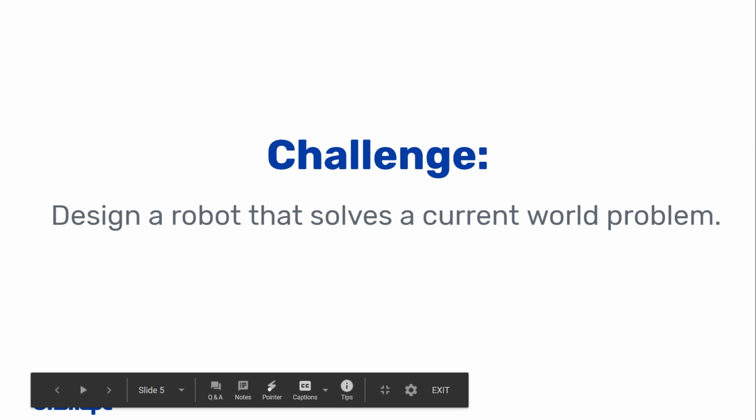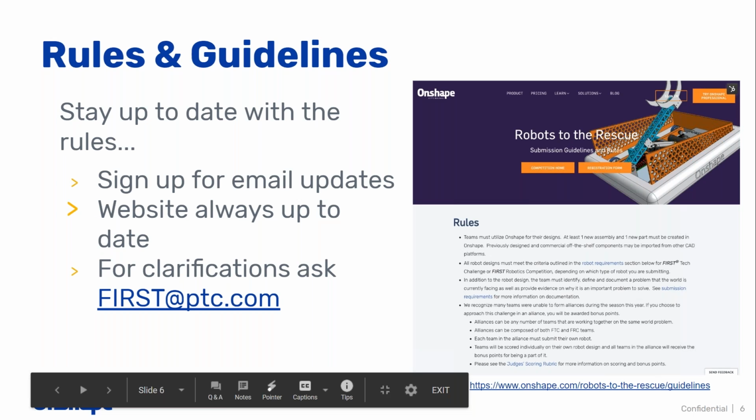That competition I mentioned is to design a robot that solves a current world problem. You can sign up for this on the Onshape website. We're definitely looking for any submissions that we can get, and you'll have the opportunity to win grants for your team. The rules and guidelines can be found on our website as well. If you have any questions or want any clarifications about these, definitely feel free to ask us. You can email first@ptc.com. We're always happy to answer any questions. This is our first time putting on this design competition, so we understand there may be some things that need to be clarified as we go along.